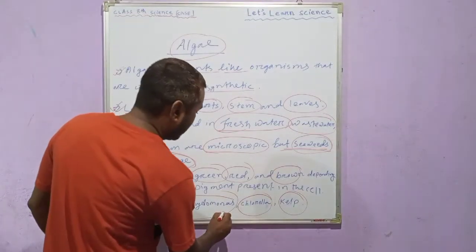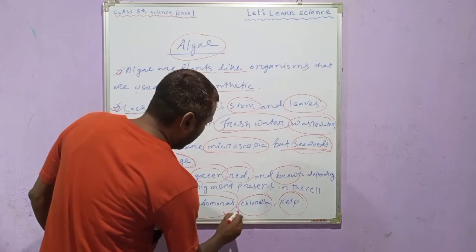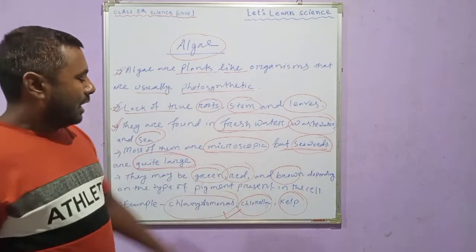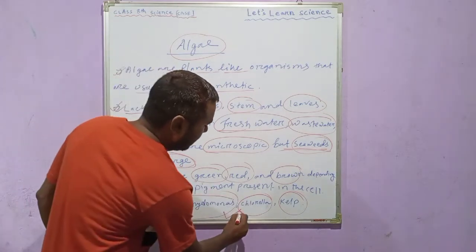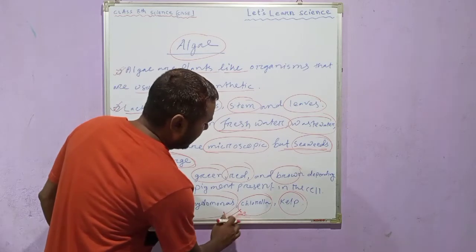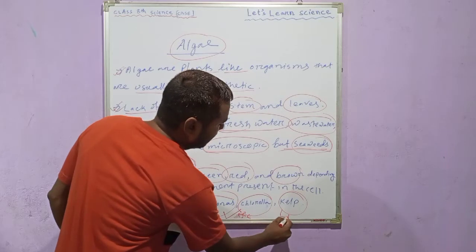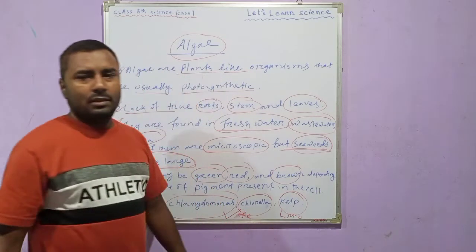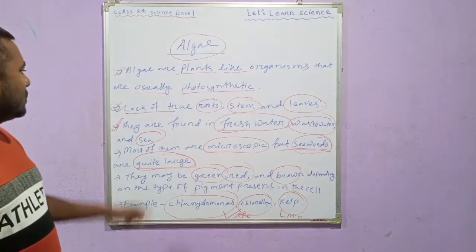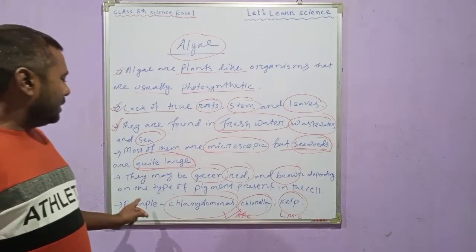Here, Chlamydomonas and Chlorella are unicellular algae. But kelp is a multicellular algae. Right?